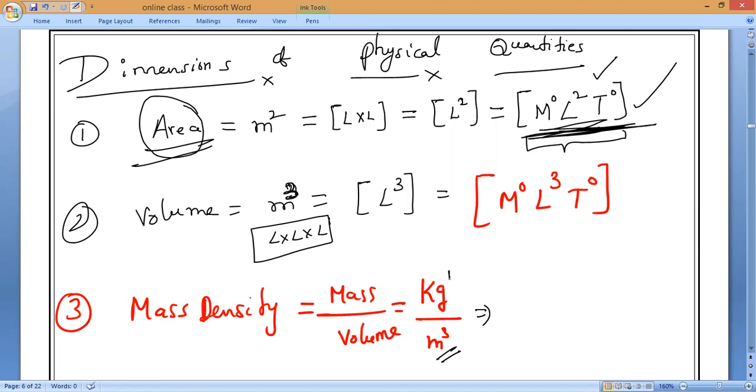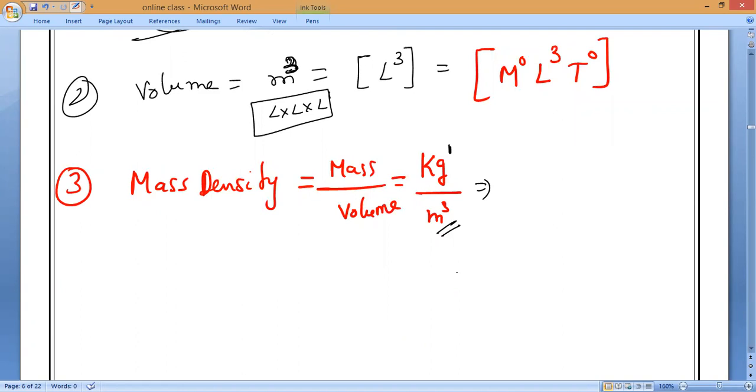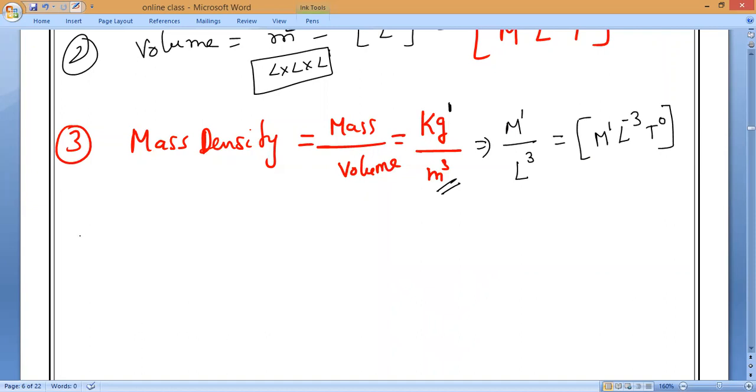Here nothing is there means power. What is that? How much is it? 1. So, can I write this one as M power 1 divided by L power 3? Is it right or wrong? Yes, sir. But I cannot write it in the form of division like this. So finally I will modify it like this. Anybody can tell me fast. M power 1 into L power minus 3. L power minus 3, T power what? 0. T power 0. Clear? Understood?